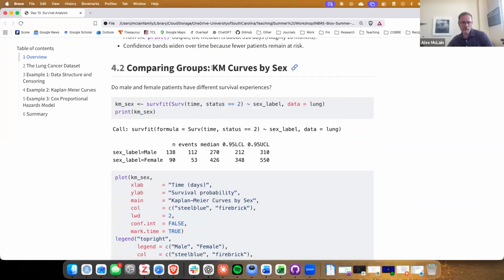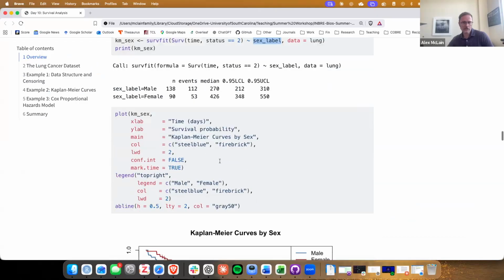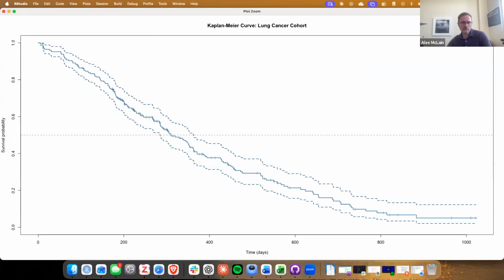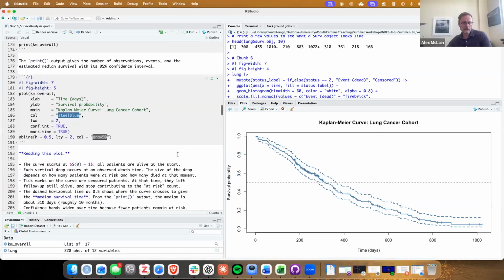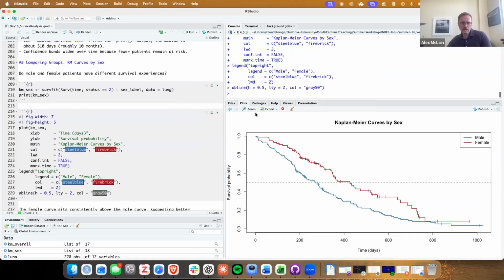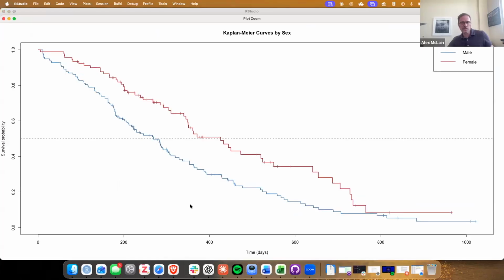Here we're going to do Kaplan-Meier curves by sex. Same thing that we had before. I'm just putting that sex label in there. It's printing, giving us the median for males and females. And now we can see plots of the Kaplan-Meier curve for males here in blue, for females here in red. If we wanted to look at this bigger, let's run this. Okay, and zoom in. So we can see the differences between males and females.